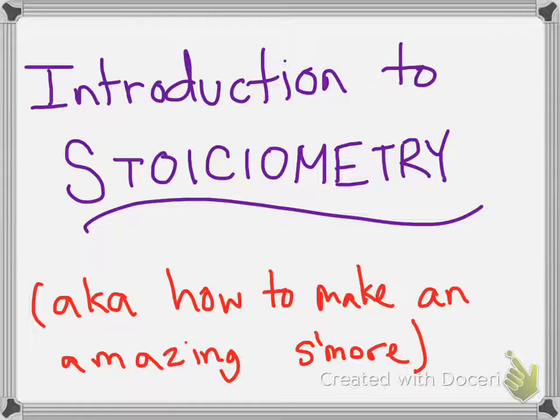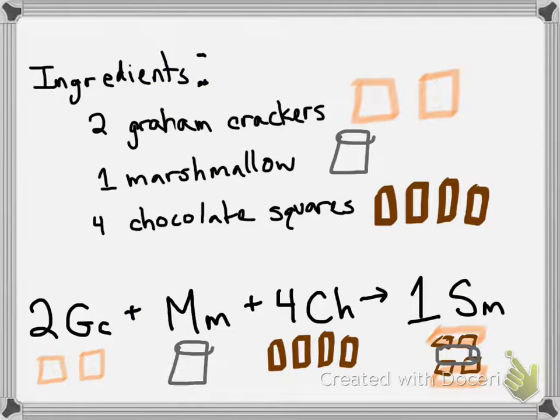In this video, we're going to talk about stoichiometry, and we're going to use a model of making s'mores in order to figure out what stoichiometry is. Stoichiometry really tells us the ratio of ingredients we need in a chemical reaction and how much product we can form. So, for example, we have our list of ingredients to make s'mores.